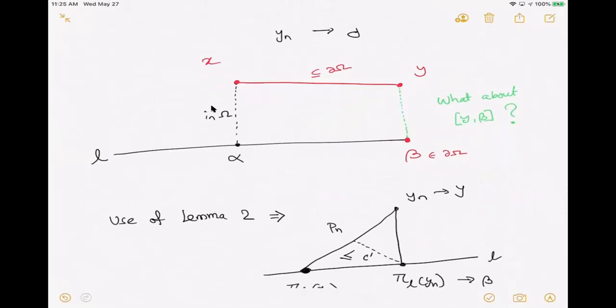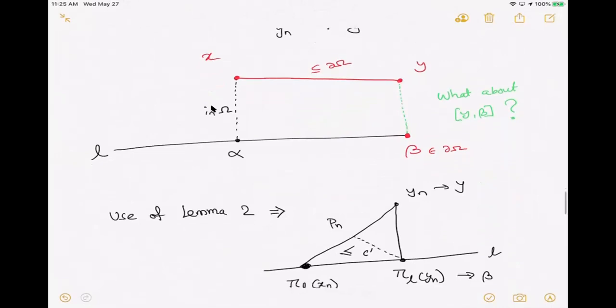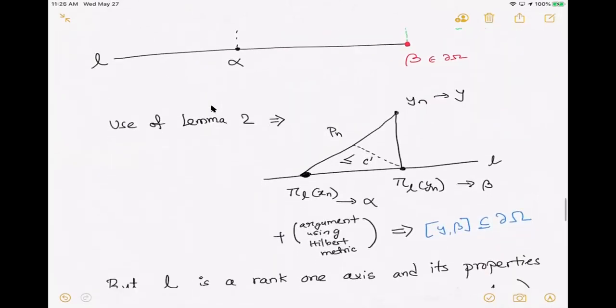Because of the way the points were constructed here, the line segment joining x and y is in the boundary of omega. The point beta is in the boundary of omega. But alpha is in the interior, so the line segment joining alpha and x is in the interior of omega. What we don't know yet is what happens to the line segment joining y and beta. We will figure that out using lemma 2. That is what we do now.